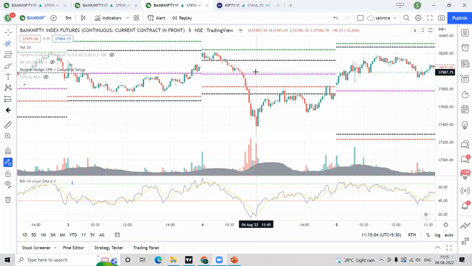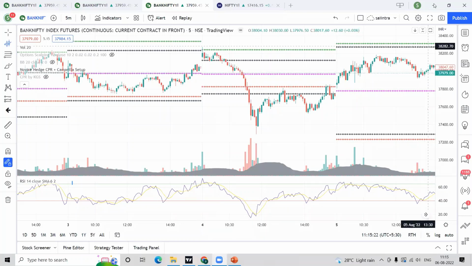So I'm going to start my session with option selling, because option selling is easier compared to options buying. Finally, I'm going to take the options buying strategy in a simple way, and it will be a profitable strategy. Don't worry about that. Surely I will do that.